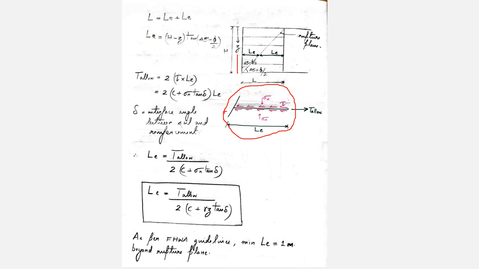And as per our Federal Highway Administration Code guidelines, a minimum of 1 meter embedment length should be provided beyond the rupture plane. So for our design for now, you can just stop the design once you have fixed the vertical spacing between the reinforcements. And I'll explain one design problem of a reinforced soil retaining wall in the next video.